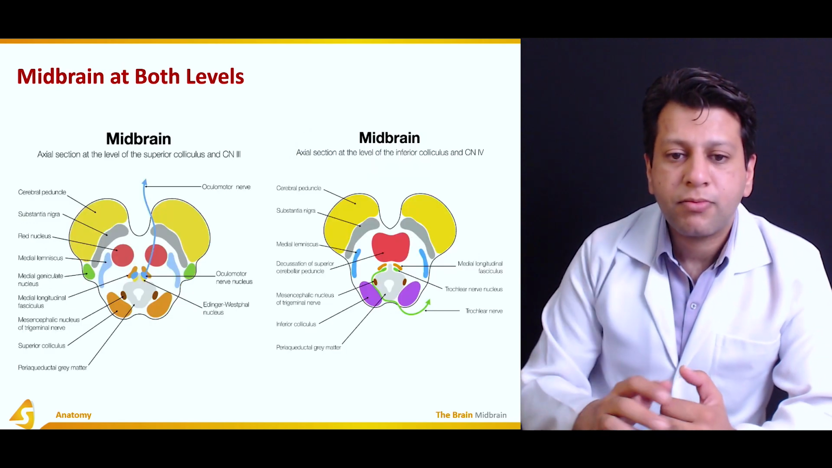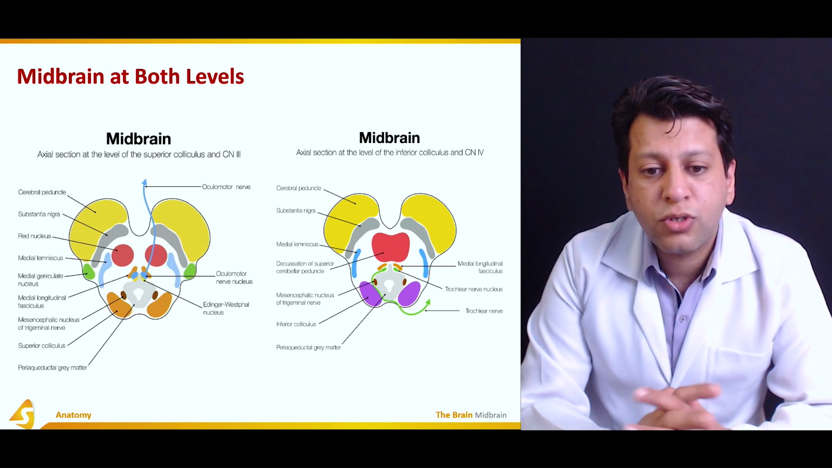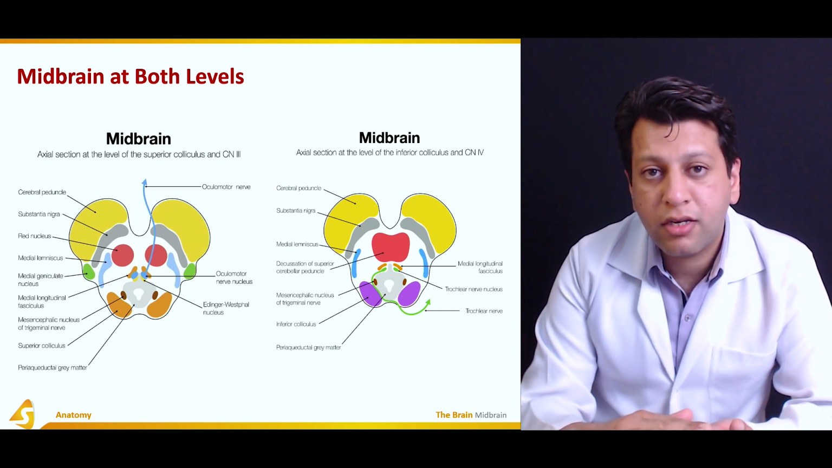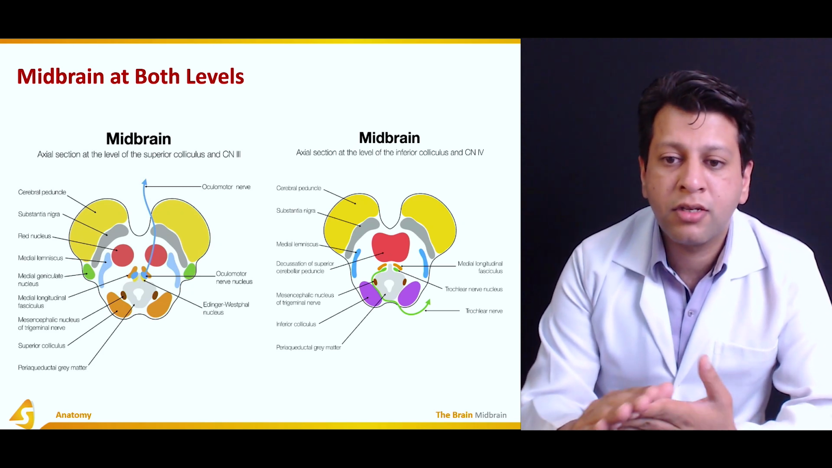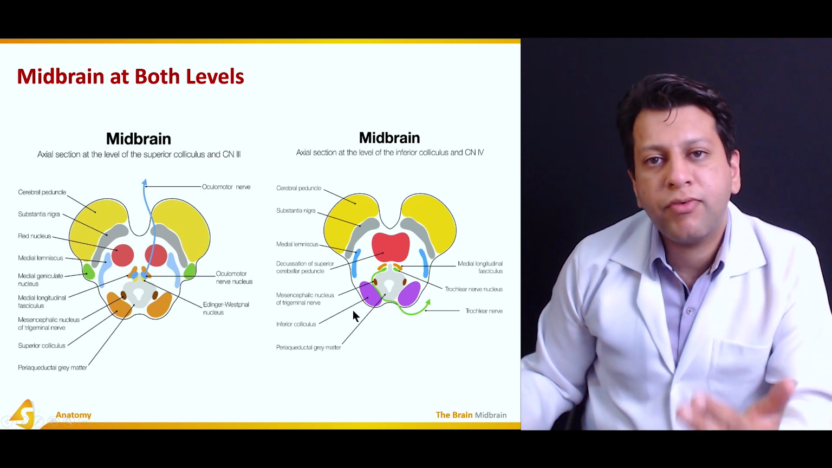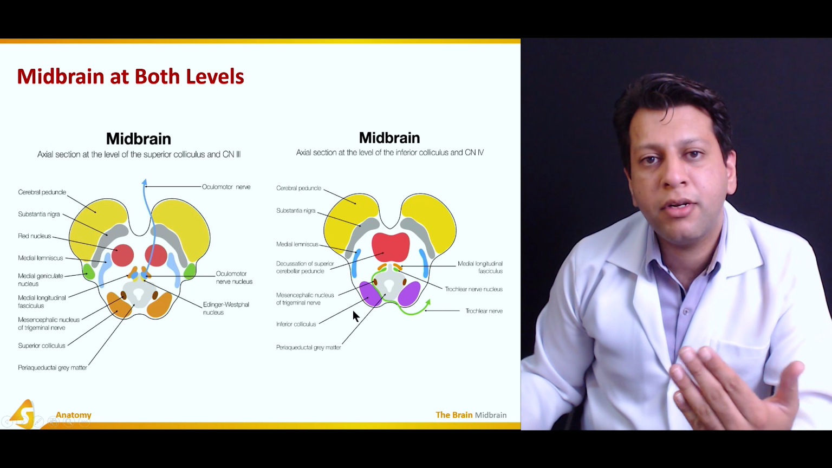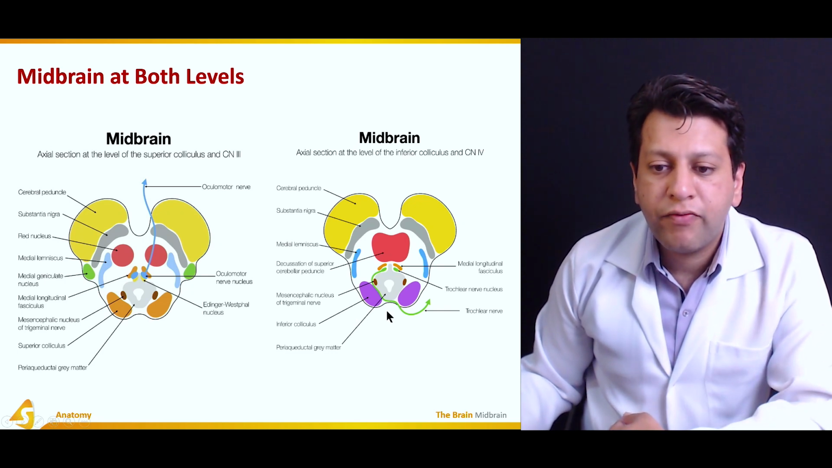Now this is the transverse section, which shows the midbrain being cut at two different levels, that is, the level of the inferior colliculus and the superior colliculus. First, I will go through the inferior colliculus because we are ascending upward. We have done the hindbrain, then the midbrain, and now we will be moving towards the forebrain. So at the level of the inferior colliculus, we can appreciate the trochlear nerve emerges from the trochlear nuclei and goes towards the opposite side.